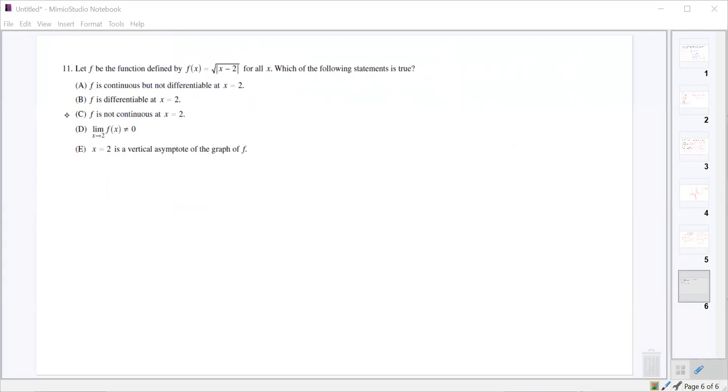Okay, which of these things must be true? So we may or may not be able to know what the graph of this looks like. It would be helpful to. The graph of this just looks like the square root of x minus 2, and then the opposite of the square root of x minus 2, just flipped over this other direction. This is at x equals 2. So if we know what the graph looks like, this should be pretty straightforward.